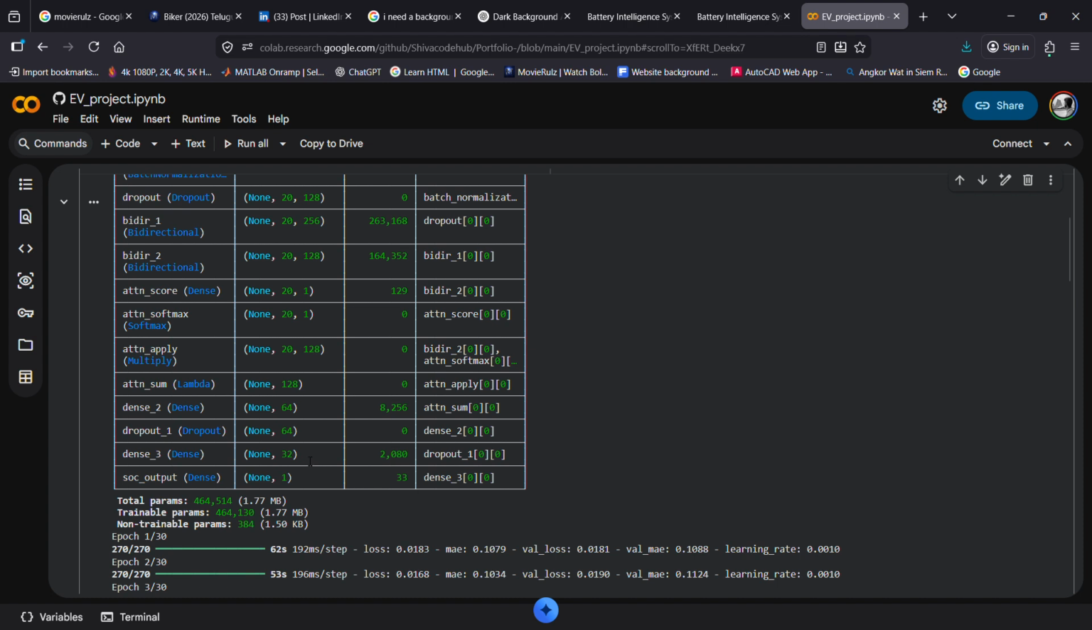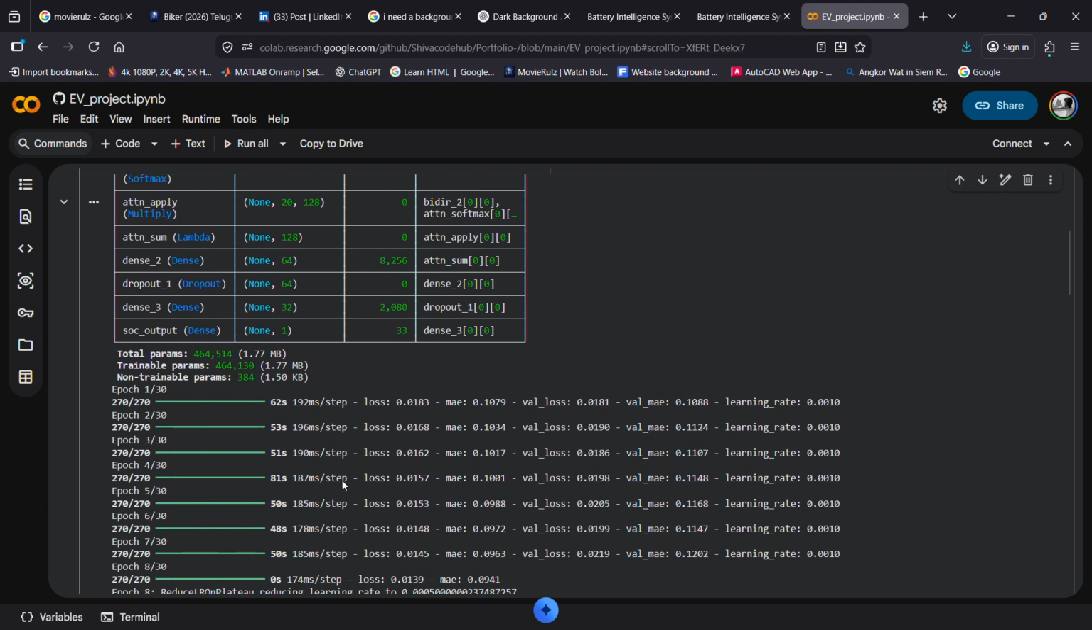And then the dense layers. Dense layers reduce the features step by step to a single SOC output. Total parameters: here the total number of tunable parameters is around 4.6 lakhs. This indicates a moderately complex model capable of learning detailed battery behavior.